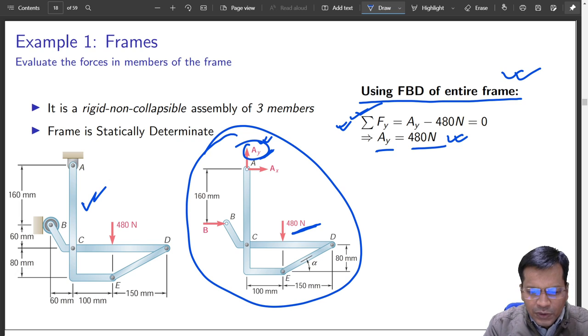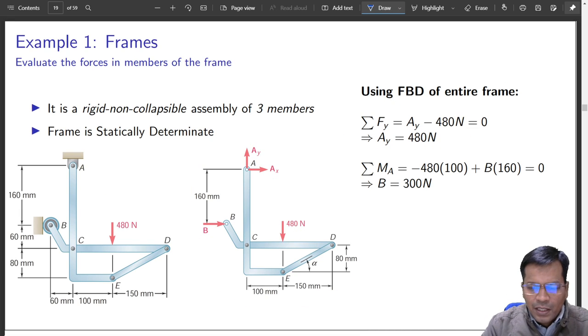So all the unknowns are there. Because this is a roller joint, there will be only one reaction force at B, and A is a pin joint. There won't be any moment. You remember, there will be two forces, AX and AY, of which AY is found out now.